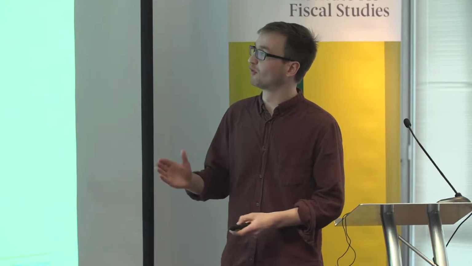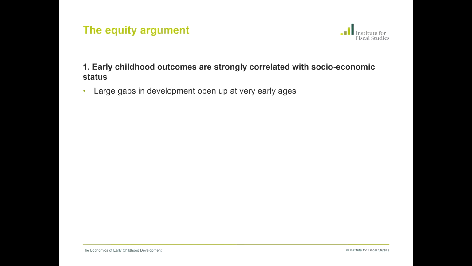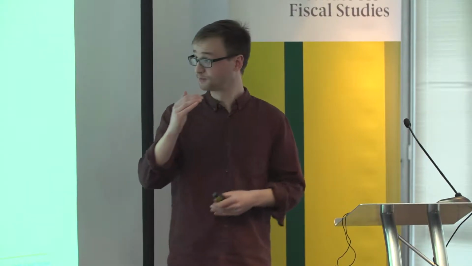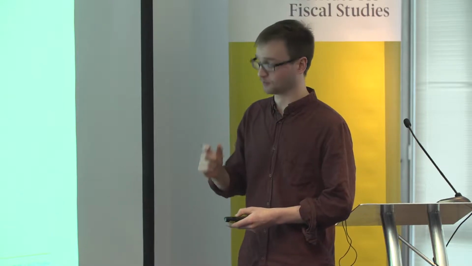So enough with efficiency for now, on to equity. We know early childhood outcomes are very strongly correlated with socioeconomic status. And furthermore, large gaps in development open up at very, very early ages. So I'm now going to show you a graph of, again, x-axis is age, y-axis is some score of cognition for kids in Bogota, Colombia. It's going to be two lines, one from the highest income quartile, one from the lowest. I want you to focus on the difference between those two lines over time.